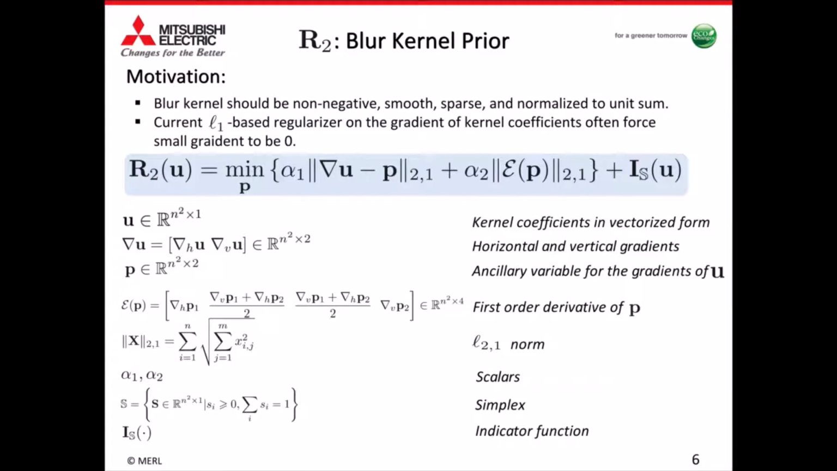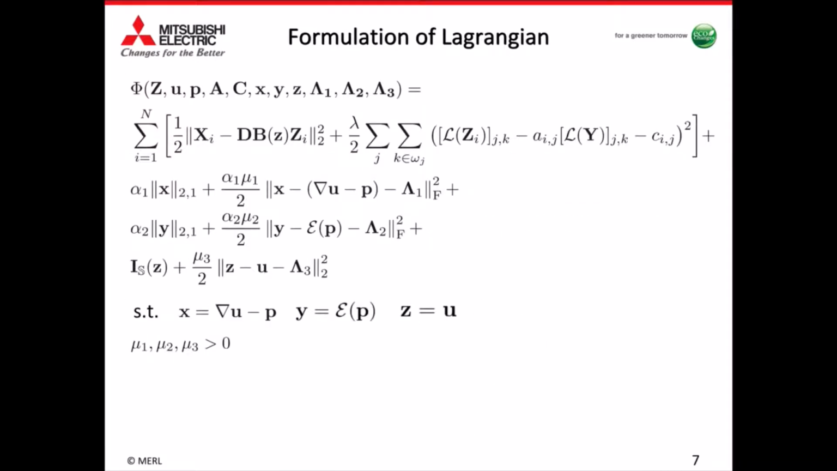This is reflected as the L21 norm of the epsilon of P, meaning that the ancillary variable P needs to be not only close to the gradients of U, but also needs to have a small gradient itself, which is the second order total variation of U. By reformulating the regularizer as augmented Lagrangian, we can solve it in the framework of ADMM.